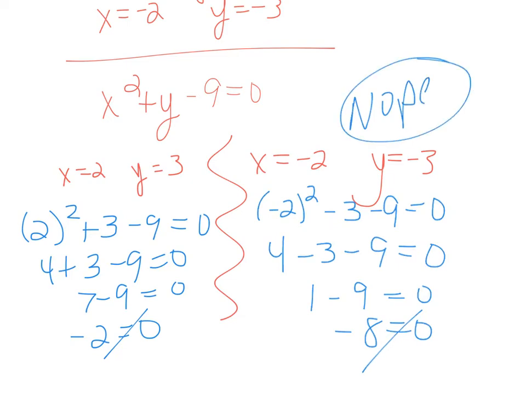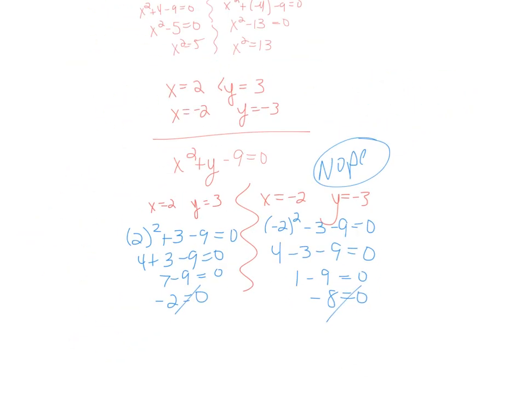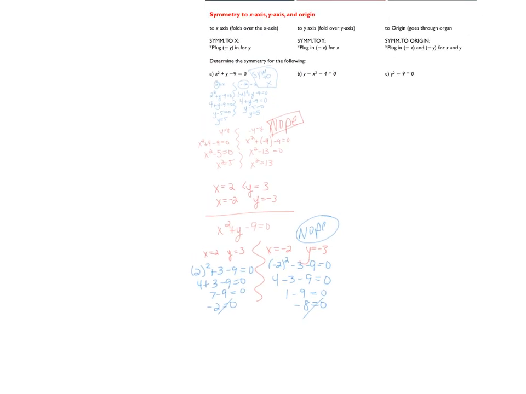So if they ask you algebraically to prove if something is symmetric, you have to do all three. If they say to a specific axis, or to the origin, then you only have to do whatever they ask. But if they ask you to do all three, you've got to do all three. It takes just a little bit of time. It's not ridiculously hard, it's just kind of time consuming.